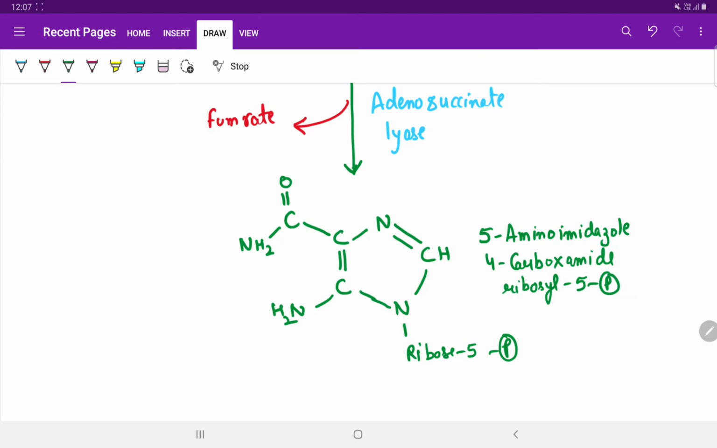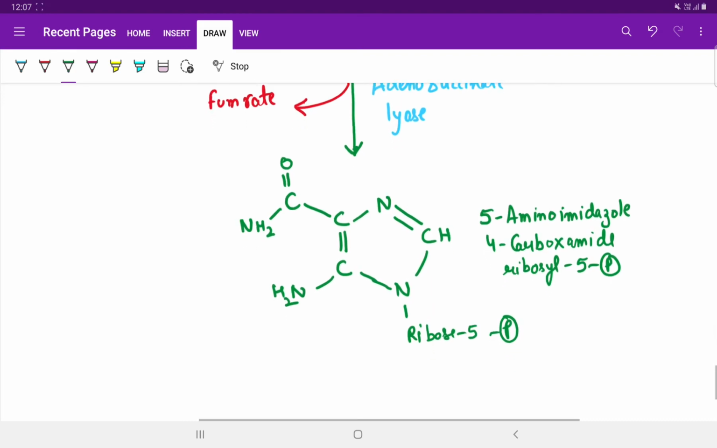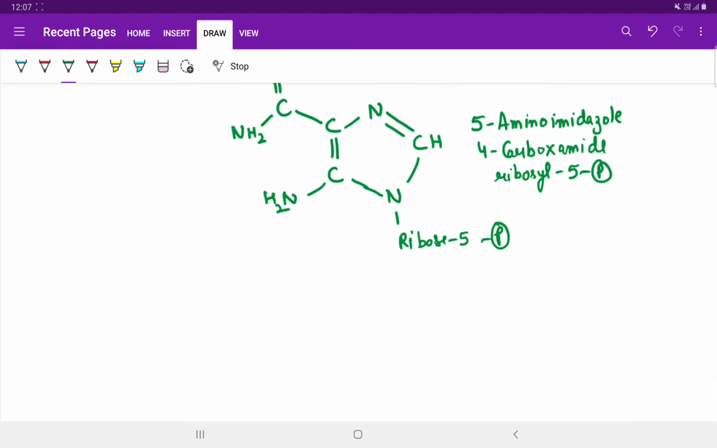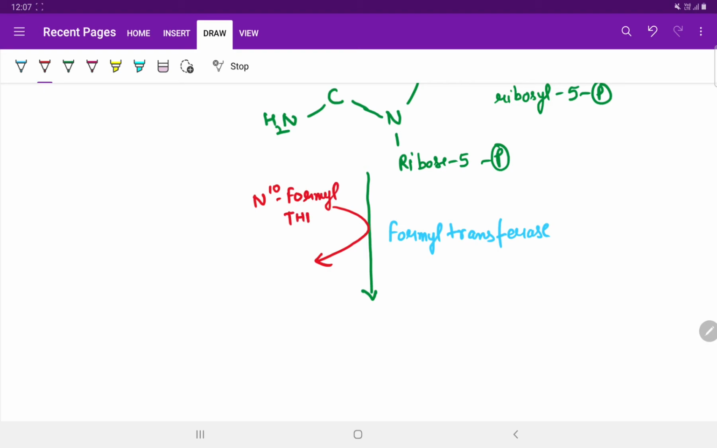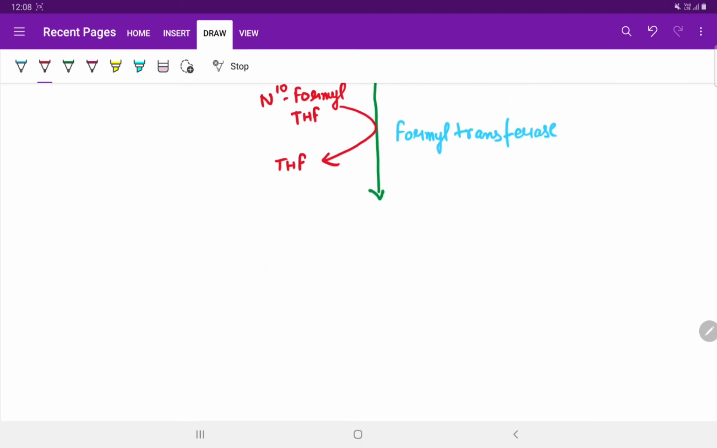So after this there will be an addition of a THF molecule in presence of formyl transferase enzyme, so that an addition of formyl group can occur. So students, this is quite an important reaction that leads to shape the purine structure. So the name of enzyme is formyl transferase. And with the addition of a formyl THF, a formyl group can easily be transferred out.